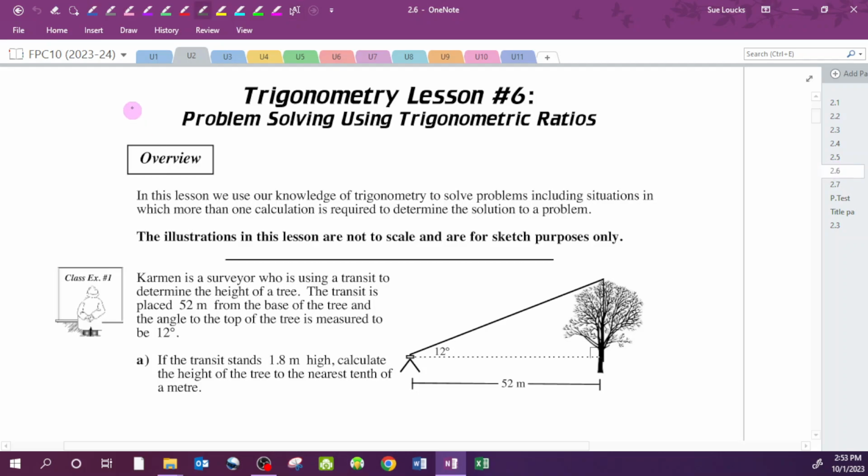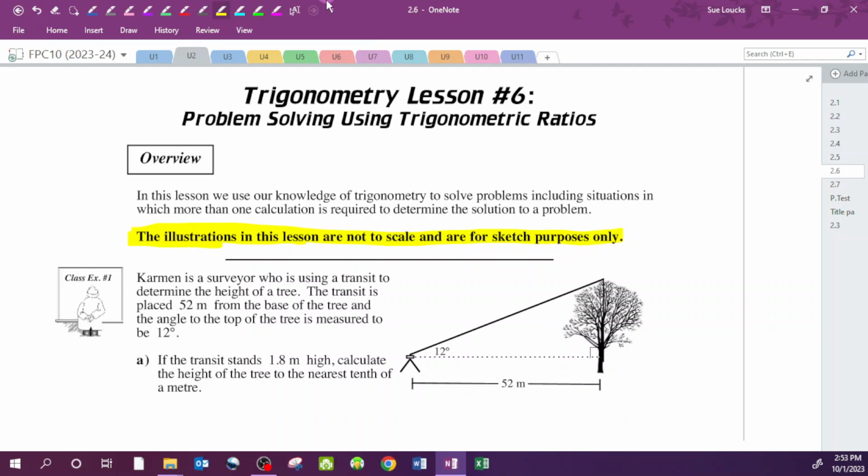Really important is that the illustrations are only for sketch purposes and they are not to scale. In fact, you can never assume that drawings are to scale unless you're specifically told that. You cannot assume it, so don't ever make that mistake. Okay, so let's look at this.